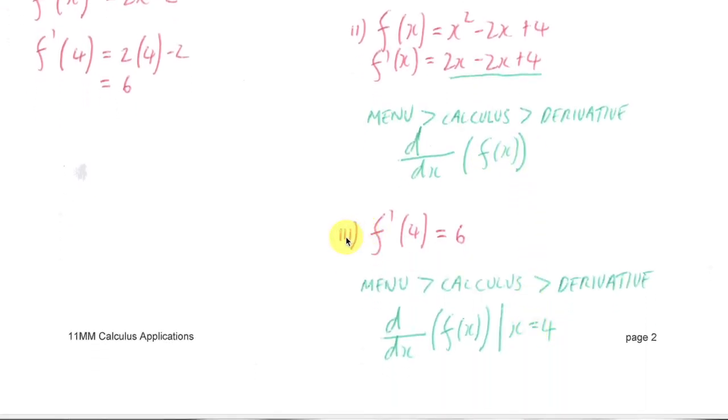And finally, work out the rate of change for where x is equal to 4. So in red I'll write f prime of 4 equaling 6. How do I work it out? Menu, calculus, derivative. I'm working out the derivative of f of x, given that x is equal to 4. So that's what I need to put into my calculator to produce the 6. So just remember that with your CAS calculator, the first thing the CAS will do is work out the derivative function of this, and then it will substitute x equaling 4.